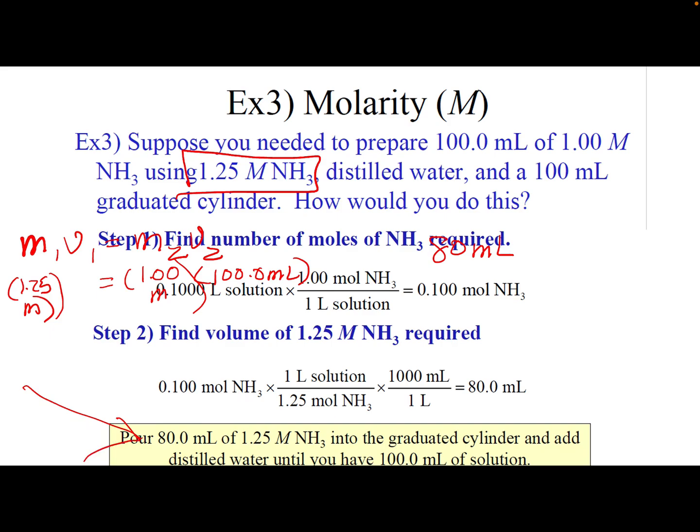You would pour 80 milliliters of the 1.25 molar ammonia into the graduated cylinder, and you would add distilled water until you have 100 milliliters of solution. So make a note of this procedure in case you're asked to make a solution. Now, I like to make my solutions in a volumetric flask, and I'll show you that in class. Remind me to do that because I believe you get a more accurate kind of measurement.